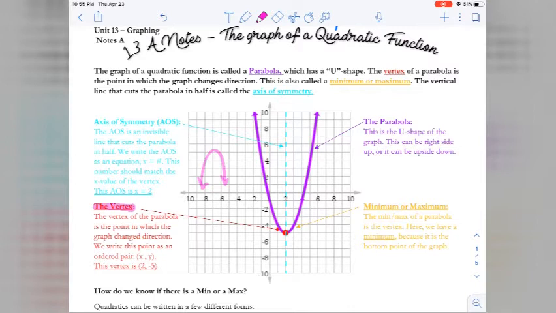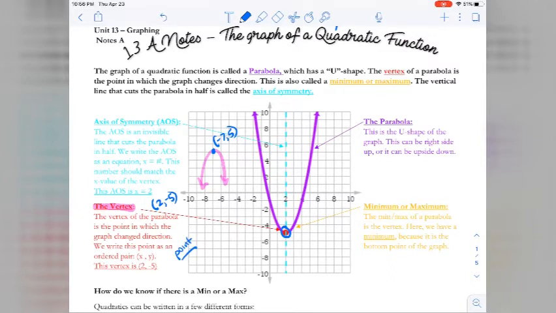The vertex represents always either the lowest point or the highest point and where it starts to curve. In this case, our vertex is at the point (2, -5). We always write the vertex as a point. Now, if our graph opened up, then our vertex would be at the top. And so in this case, our vertex would be at (-7, 5). But our vertex is always a point.